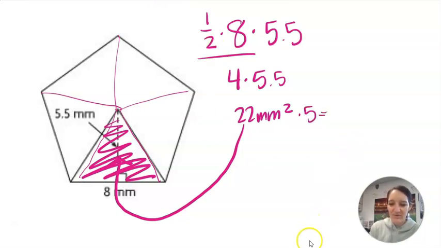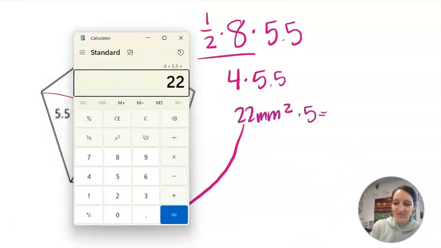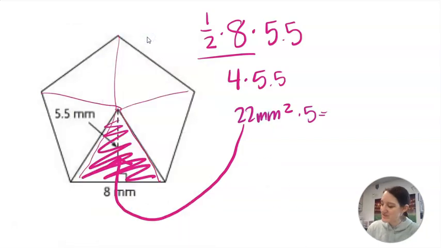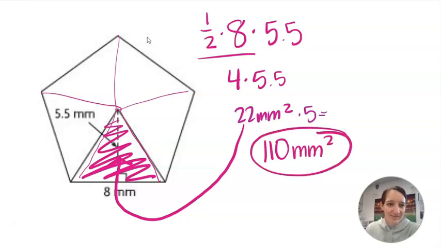Use a calculator or your brain or white space. You can do it in your brain, but I would just check it on a calculator because that's quick and easy to do, and then you don't make any computational mistakes. You get 110 millimeters squared for that whole thing.